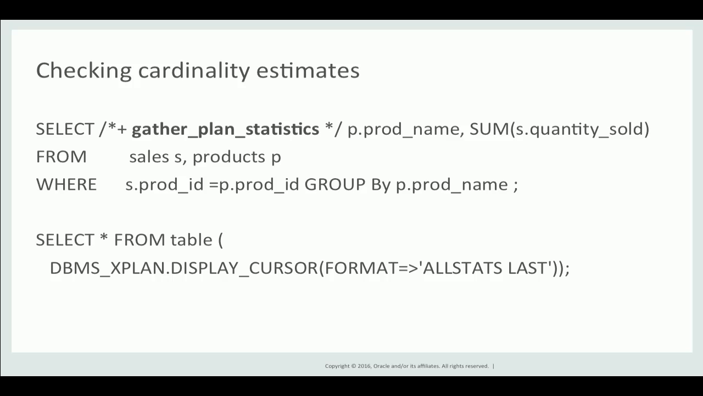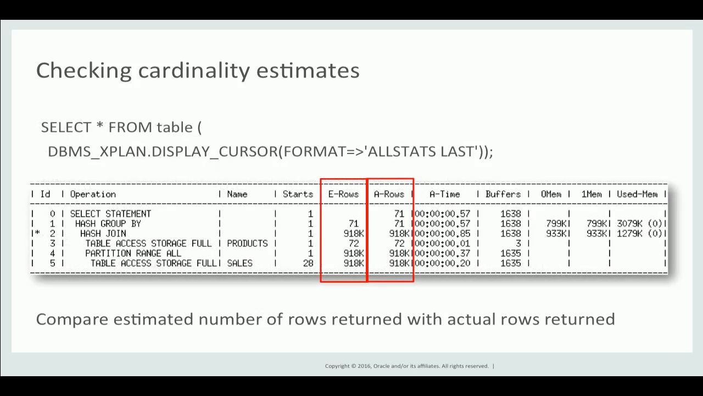If you're using the other option, I don't know what it does, but I'm assuming if you put in the gather plan stats, it will show you the actual rows. I know if you use SQL Plus or the command line, if you do add the hint and then do format all stats last, you'll get this A rows and E rows. If you use my favorite tool, SQL Monitor, it always shows you both because it gets its information directly from the cursor, all right? So it always shows you both.